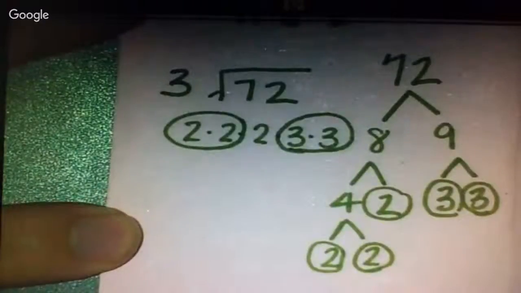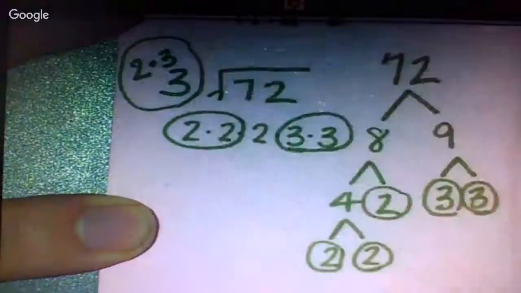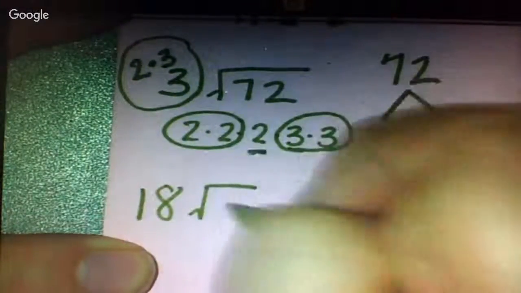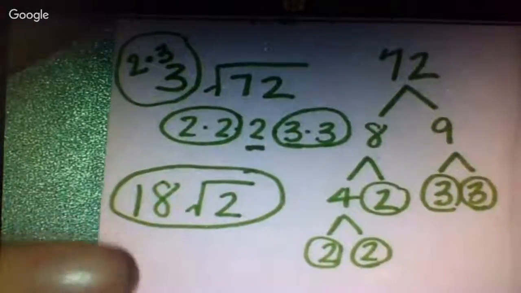Okay, so one of these, this 2 comes out front. This 3 comes out front. Don't forget though, I also have this 3 that was already there. So all of these have to go together, what you're pulling out front and what's already there. So that gives me 18. Square roots, and what's left over is just a 2. That's your answer.